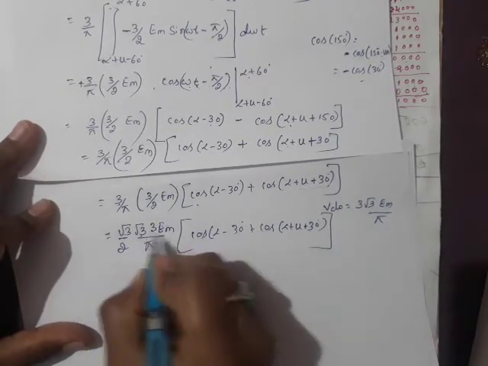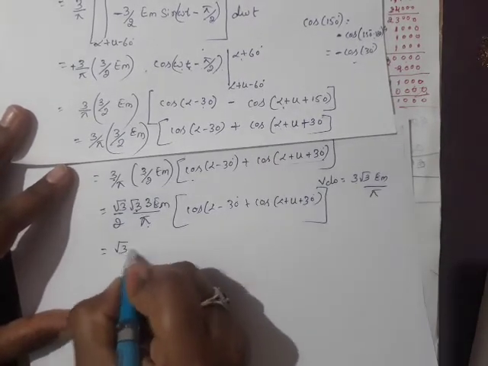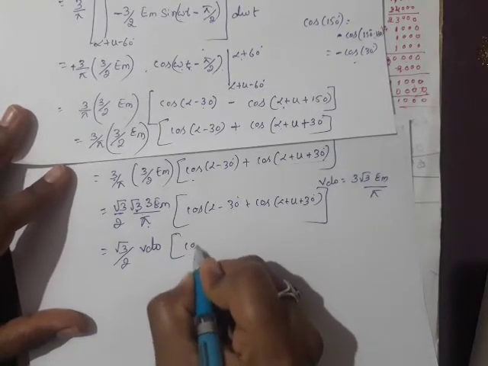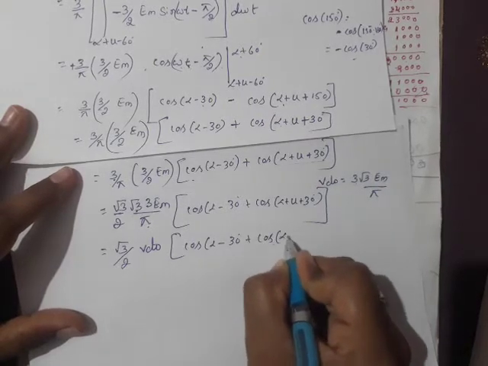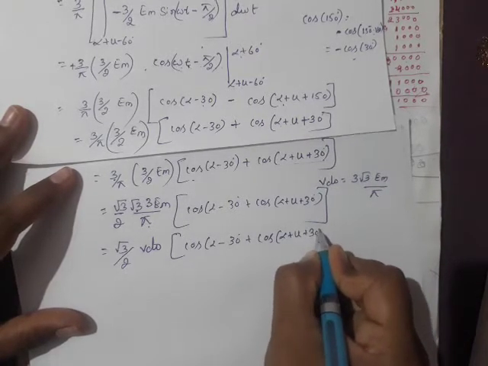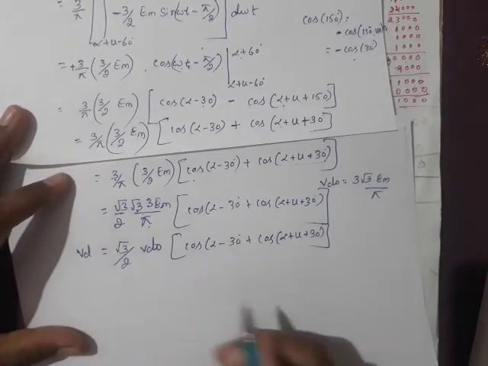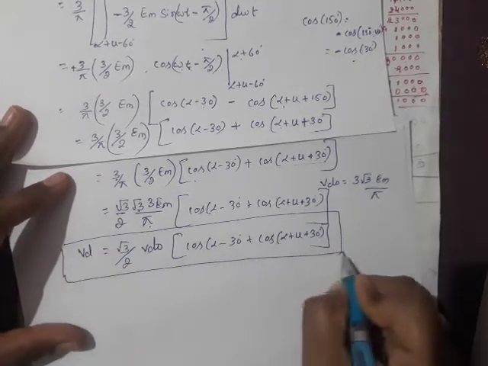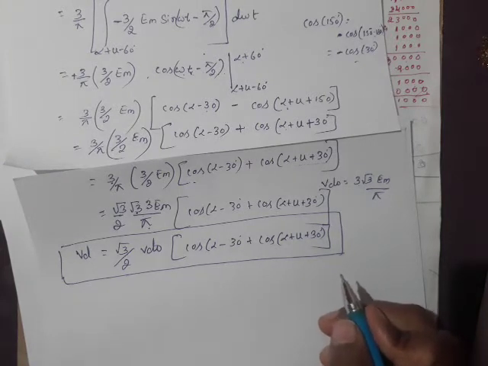Now 3 root 3 Em by pi is VDO. So the equation will be root 3 by 2 VDO, cos alpha minus 30 degree plus cos alpha plus u plus 30 degree. Right? So this is the output voltage equation VD. If you compare with the previous two, the first equation is given by, if u is equal to 0 degree, VD is equal to VDO cos alpha.